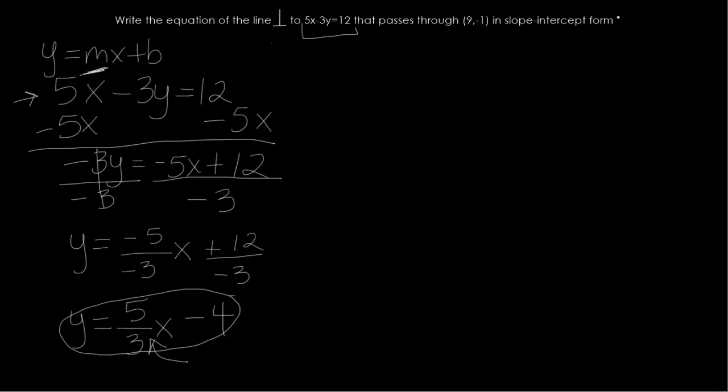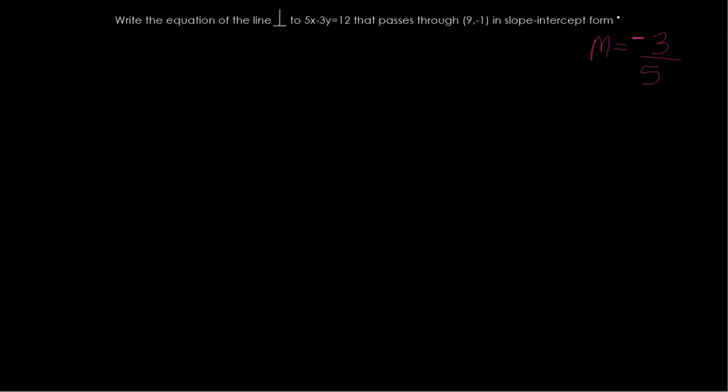I need a line that's perpendicular. So what did we say? The perpendicular line will need to have what kind of slope? What did we say? Opposite reciprocal. So that means this line will need to have a slope of not 5/3. What's the reciprocal? It would be 3/5. And because this is positive, this needs to be negative. So my line will need to have a slope of -3/5. Okay, so let's move on.